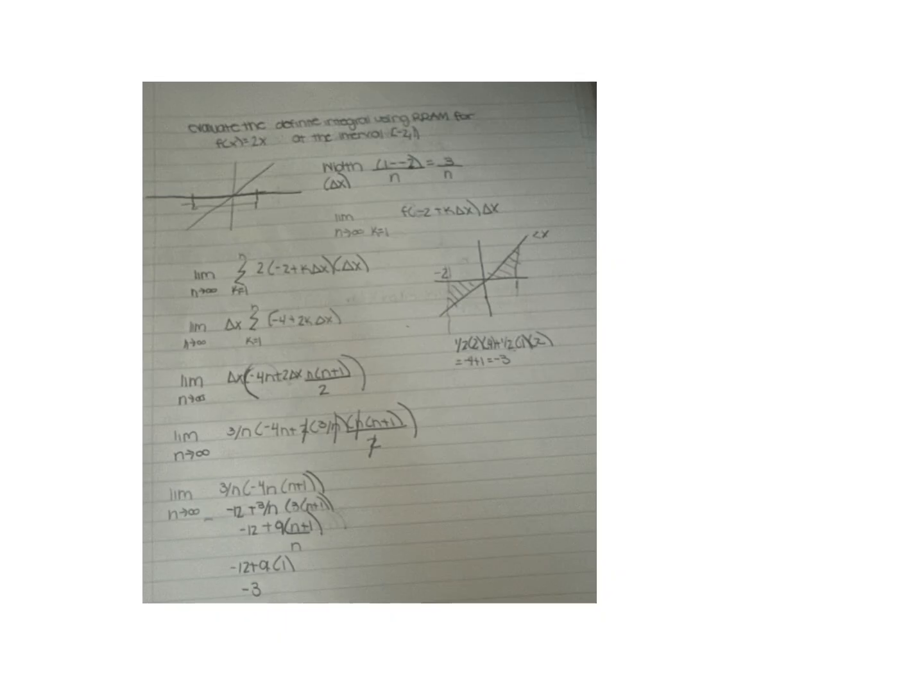So let's see. The idea here is to evaluate the definite integral using right rectangular approximation method for f of x equals 2x on the interval -2, 1. So looks like my student's teacher drew the situation for the students, which is good.